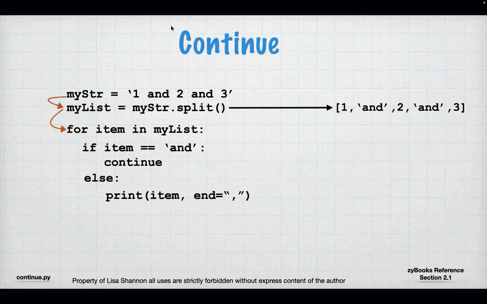And then I'm going to say for item in my list. Now this is a way that zyBooks talks about it. That's not about the numbers. It's about the actual elements. So what I'm going to get is 1, then the word and, then 2, then the word and, then 3. So item is 1. If item is and, continue, it's not. So then I'm going to print item.